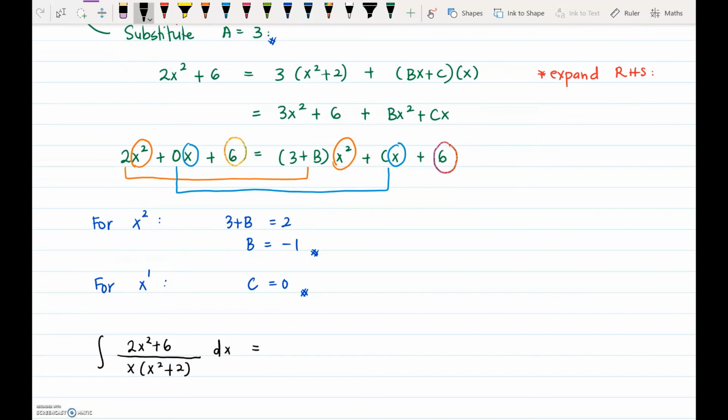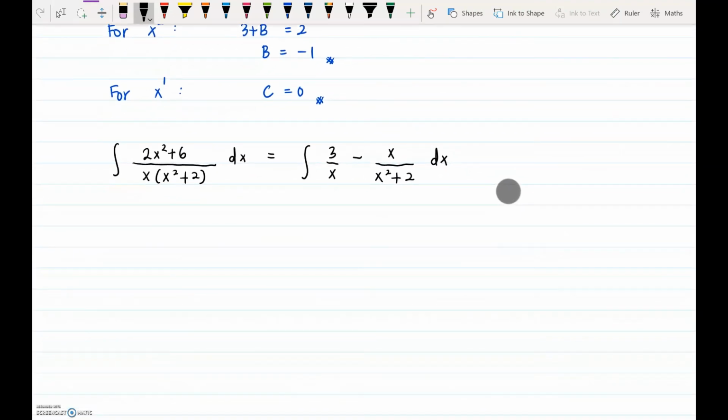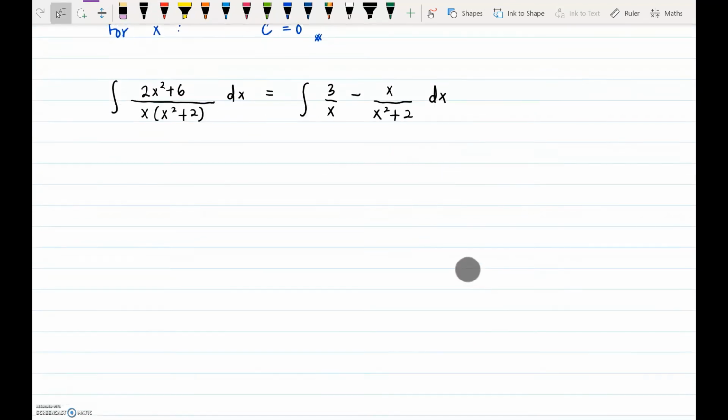Now your answer for this question will be the integration of (2x squared plus 6) over x times (x squared plus 2) dx. It will equal the integration of, so your a is 3 over x, and then your b is -1, so minus, and since your c is 0, we just put x over x squared plus 2 dx. Now let's proceed with the integration.